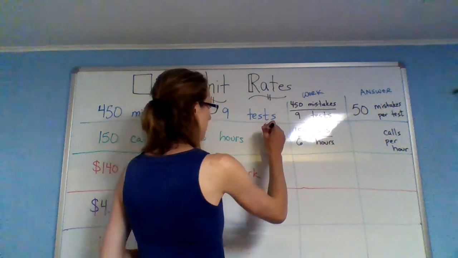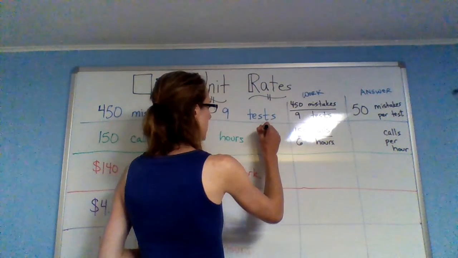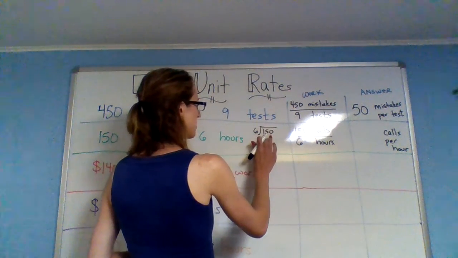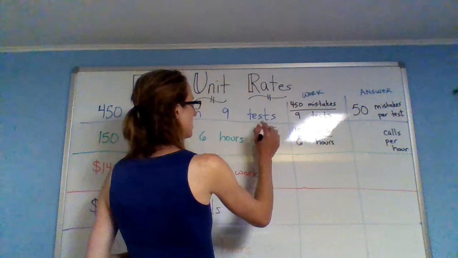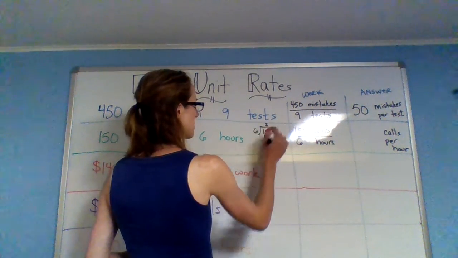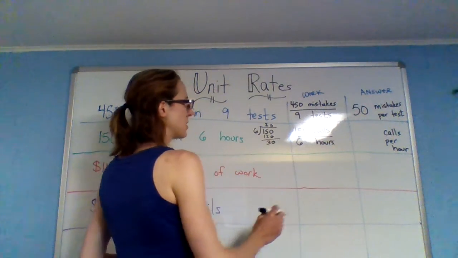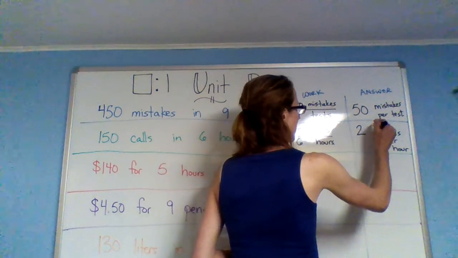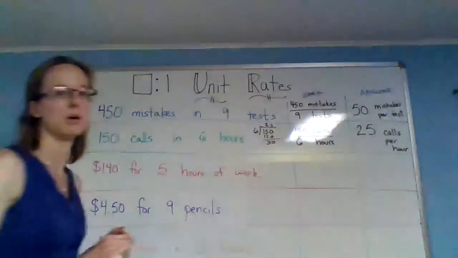So if I write that over here, 6 goes into 15 twice, 12, 6 goes into 30 5 times. So I have 25 calls per hour.